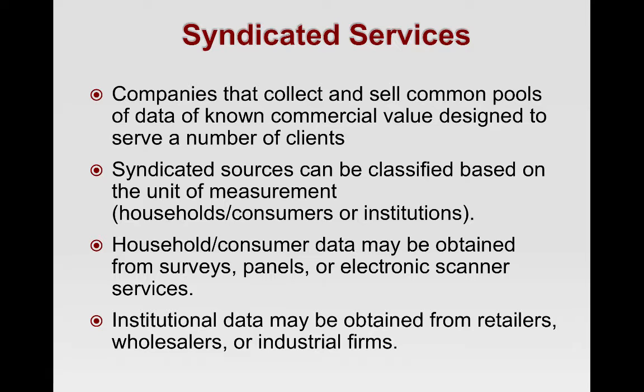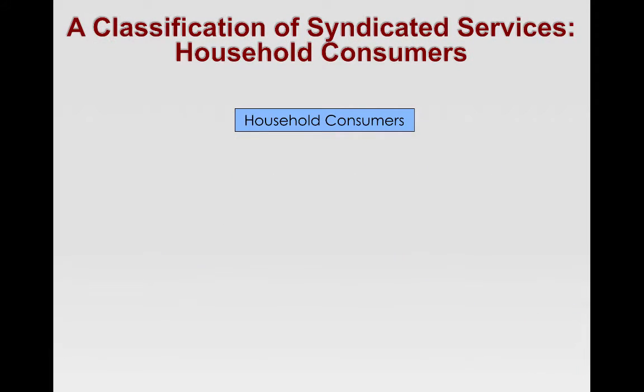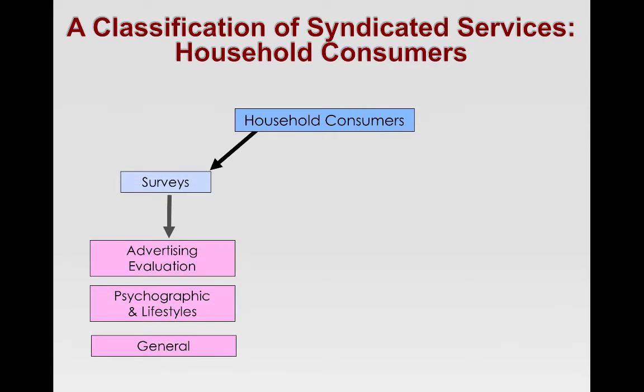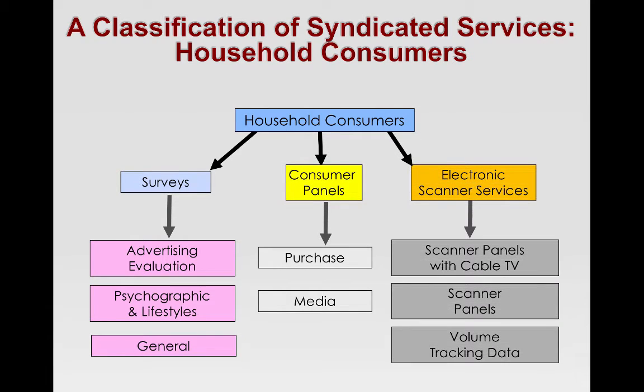Syndicated researchers provide a unique and valuable service. Syndicated sources can be classified based on the unit of measurement, households or consumers, or institutions. Syndicated data from households can be obtained via surveys, purchase or media panels, or electronic scanner systems.